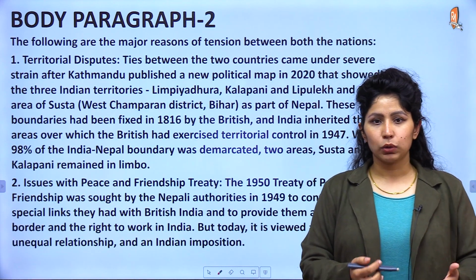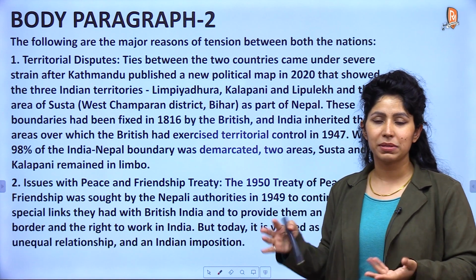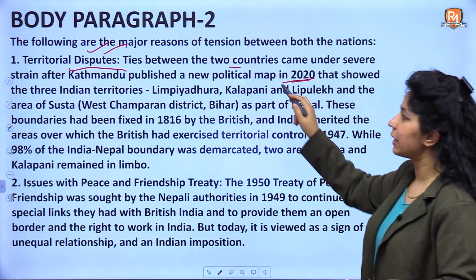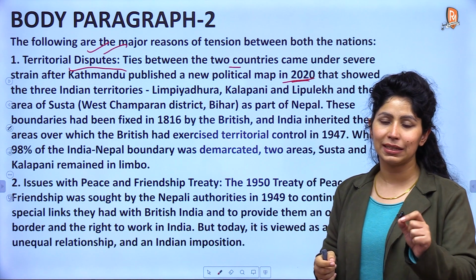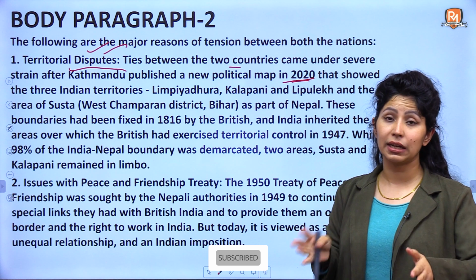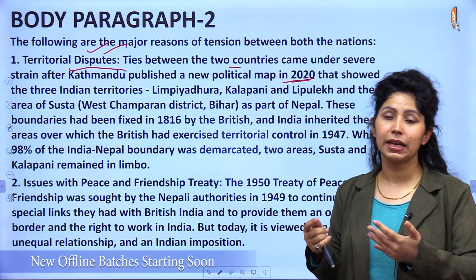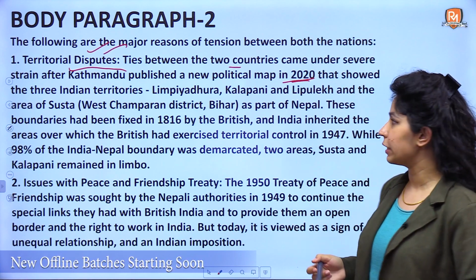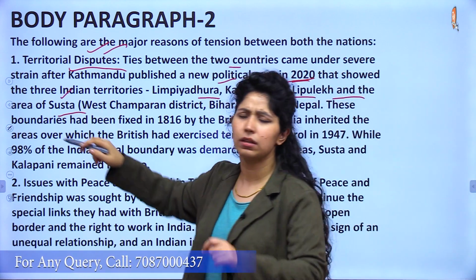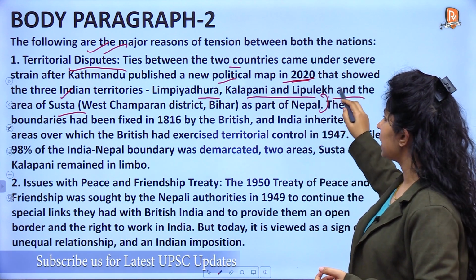Then in body paragraph 2, we'll talk about areas of dispute. The entire answer is on the website, we'll just give a quick review. The first one is territorial disputes. In 2020, Nepal published a new political map, and in that map, it marked some areas which India considers its own. These areas were marked as Nepal's territory in the updated maps of 2020. So these were Limpiadhura, Kalapani, Lipu Lake, and the area of Susta in West Champaran area of Bihar. So these were marked as parts of Nepal.